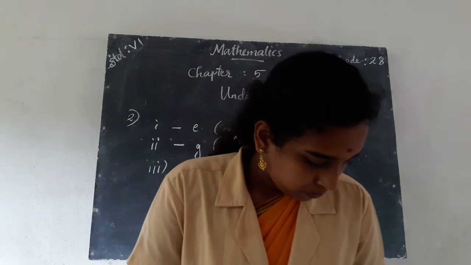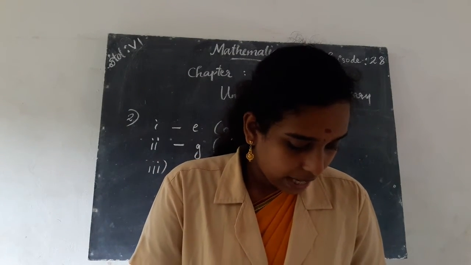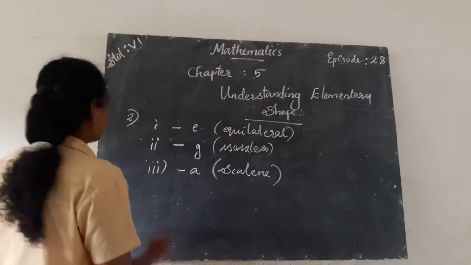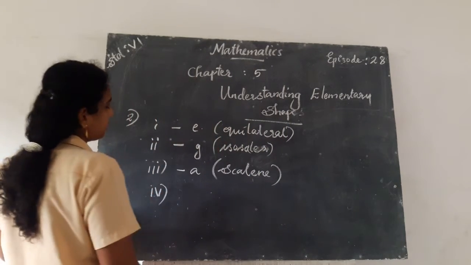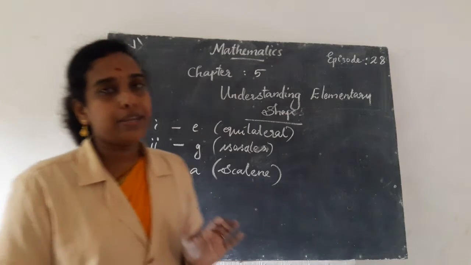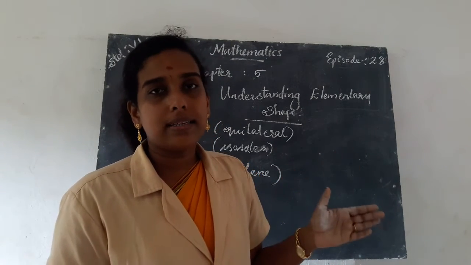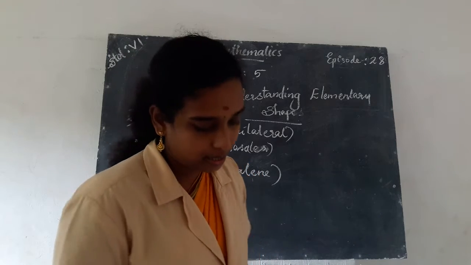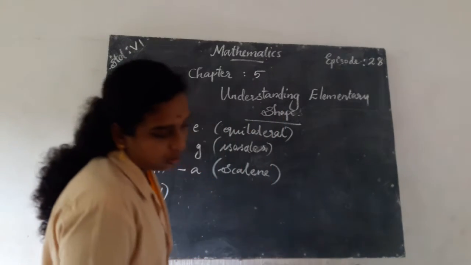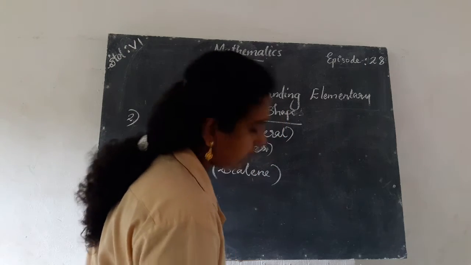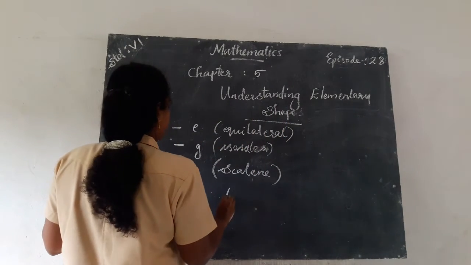The next one, three acute angles. A triangle has three angles, and if all three angles are acute, which means less than 90 degrees, then it is said to be an acute angled triangle. So the fourth one is matched with option F, acute angled triangle.